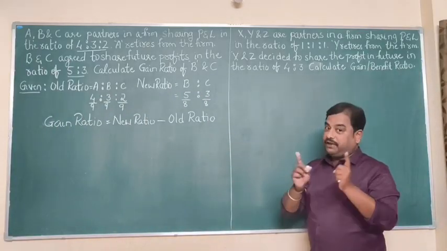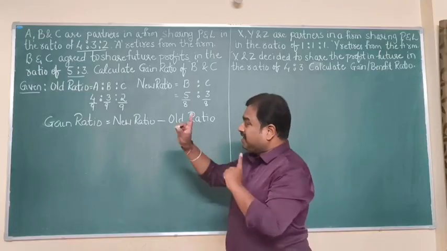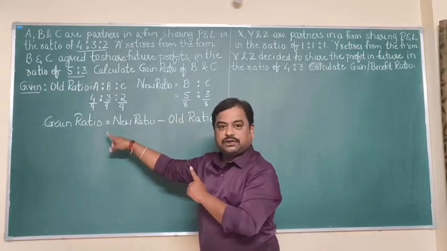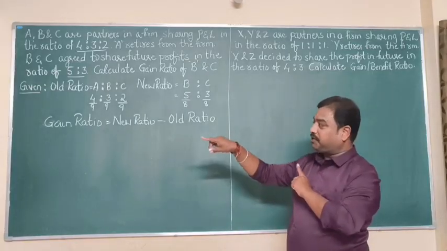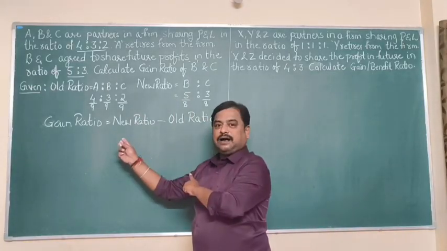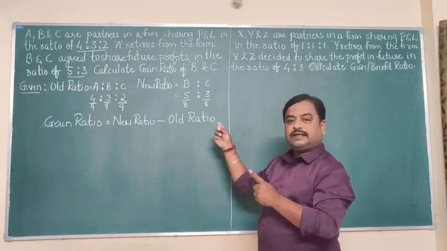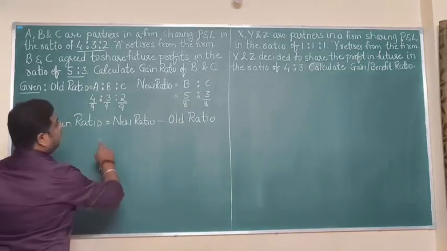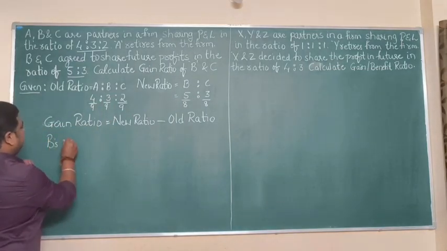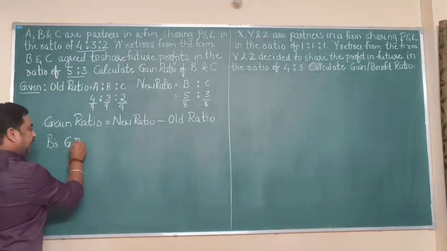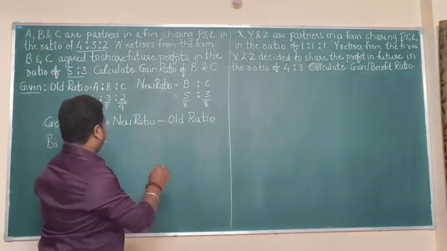If you have referred to my previous video where I was solving admission of a partner, the sacrifice ratio formula was exactly opposite. What was the sacrifice ratio formula? Old ratio minus new ratio. Opposite to that, admission is retirement. Gain ratio formula is new ratio minus the old ratio. Whose gain ratio are we supposed to calculate? B.